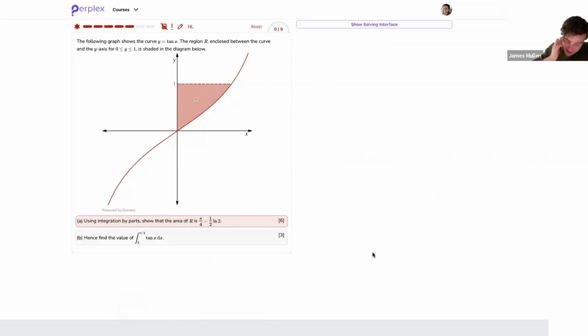Now, part B, hence find the value of the integral from 0 up to pi over 4 of tan of x. And we don't know how to integrate tan of x.